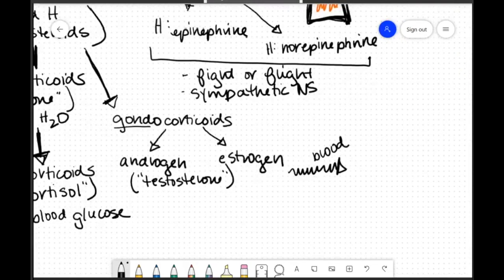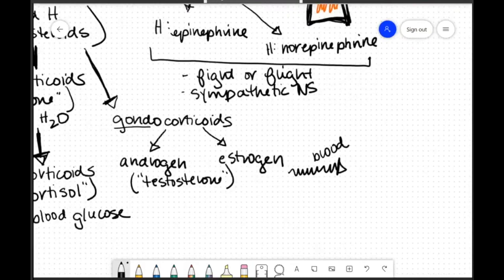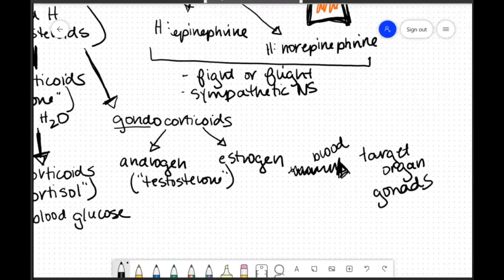If you were a betting person and we're talking about gonads, you could say that the assumption would be, and you would be correct, that the gonadocorticoids would be produced by the adrenal gland, they would travel through the blood, and their target organ would actually be the gonads. And that is very true. That is what happens for these guys. So it is testosterone and estrogen. They are produced by the adrenal gland, specifically the adrenal cortex. They travel on the blood, and their target organ that they will work on will be the gonads.